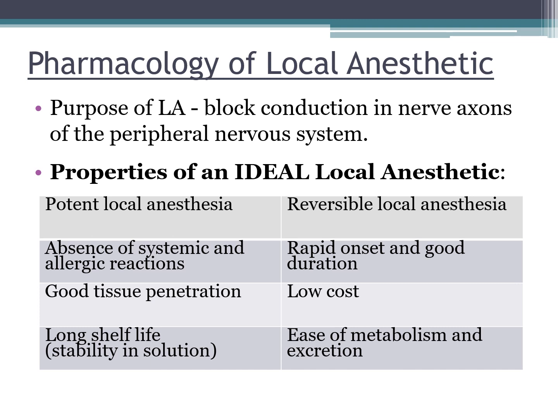The pharmacology of local anesthetics. The purpose of local anesthetics is to block conduction in nerve axons of the peripheral nervous system. These are the properties of the ideal local anesthetic: potent local anesthesia, absence of systemic and allergic reactions, good tissue penetration, long shelf life, reversible local anesthesia, rapid onset and good duration, low cost, and ease of metabolism and excretion.